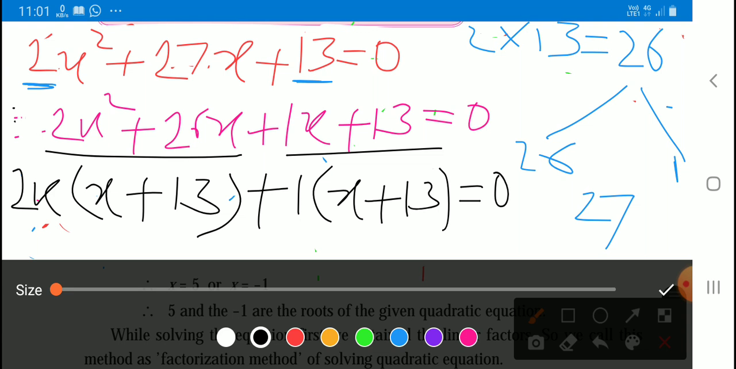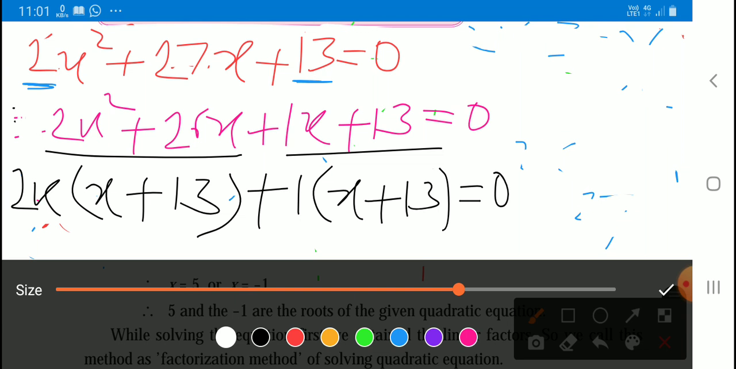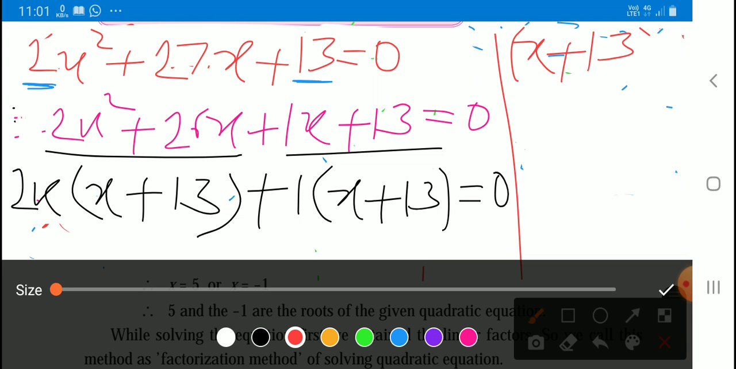Okay. Now what is the next step I have to do here? Which two brackets are equal? x plus 13. So I have to write this bracket one time. So here x plus 13, and another bracket, I will write just below this, into 2x plus 1 is equal to 0.